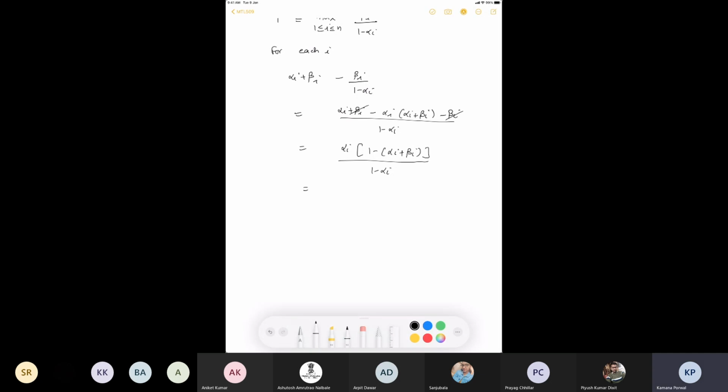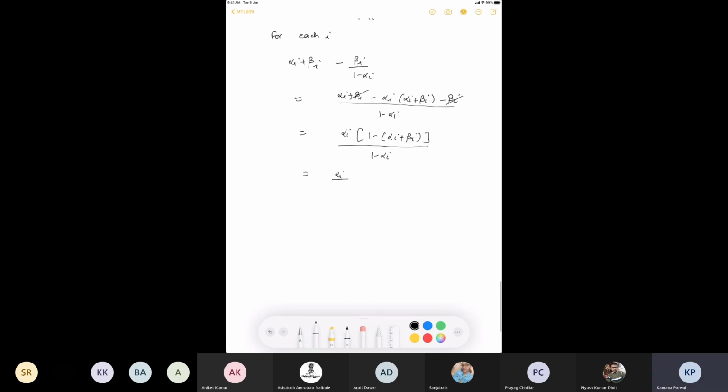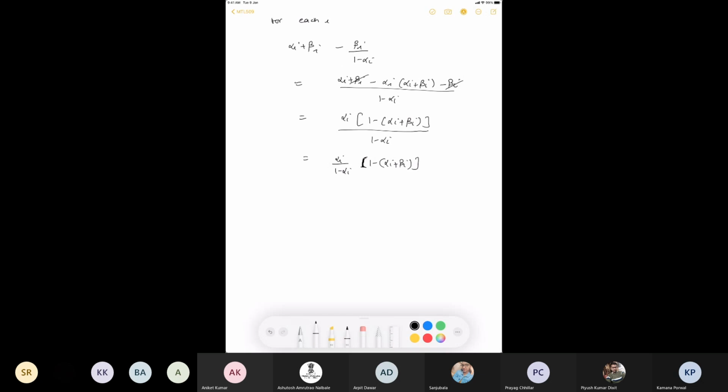So what should we do? We have this factor alpha I divided by 1 minus alpha I here, and we have 1 minus alpha I plus beta I. We want to prove that this is greater than or equal to 0. So can we say that?